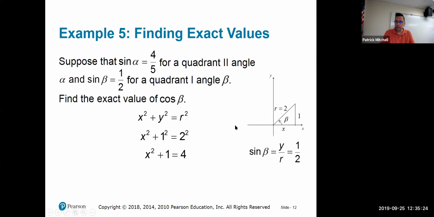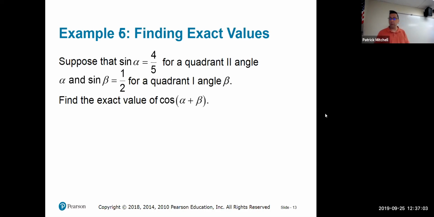And that means x squared is 3, which, without any other information, would mean that x is either the positive or negative square root of 3. But since we know that beta is in quadrant 1, this time we're looking for the positive square root, right? So x is the square root of 3. That makes cosine beta square root of 3 over 2.